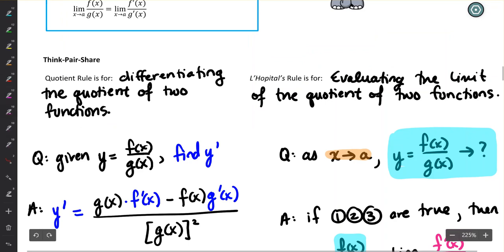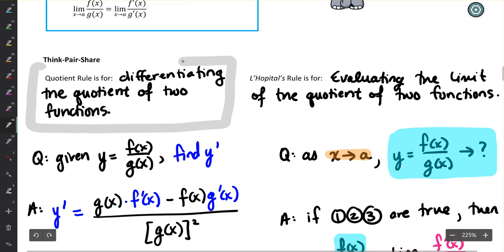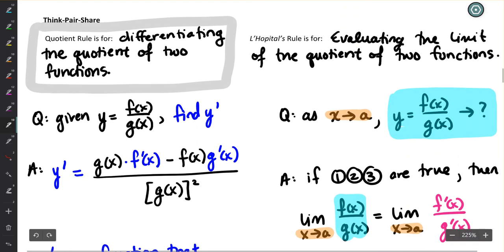All right, so quotient rule is used to take the derivative of a quotient of two functions, right? So say you were given y is equal to f divided by g and asked to find y prime. Well, then quotient rule tells me that y prime is low d high minus high d low over low squared.